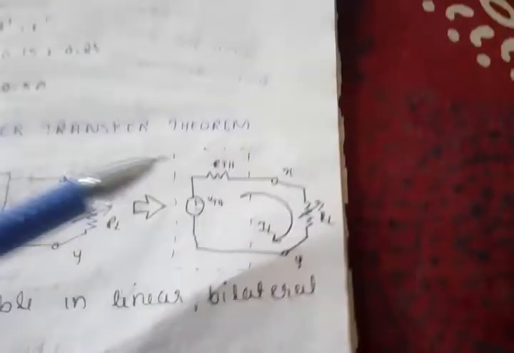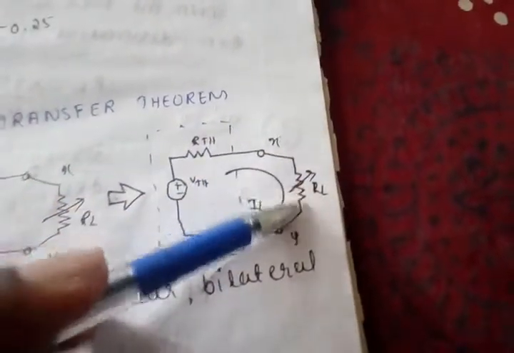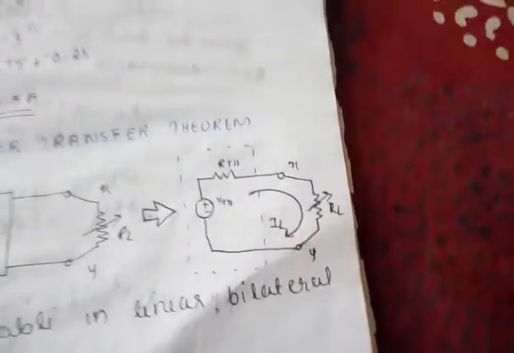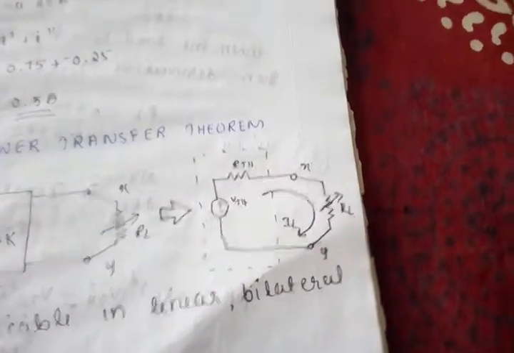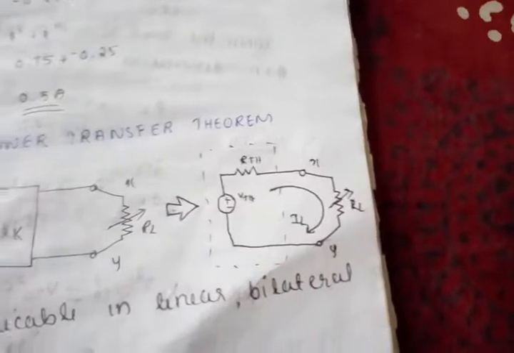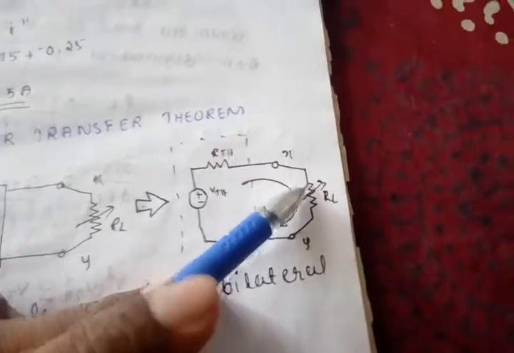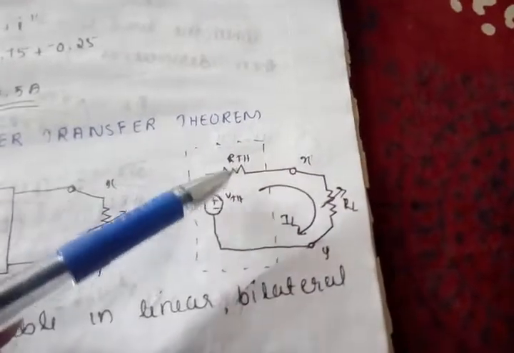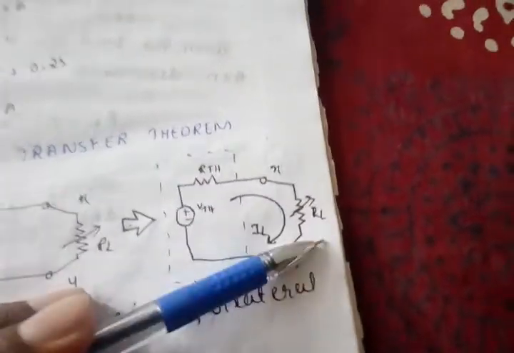That is, if this is the circuit, the power received by the load resistance RL will be maximum when RTH is equal to RL. This is the maximum power transfer theorem. That is, the maximum power transfer theorem states that in any complex linear bilateral network, the power received by the load resistance will be maximum when load resistance is equal to source resistance, that is RTH. That is the power transfer theorem. It states that when RTH is equal to RL, then the power received by the RL will be maximum.